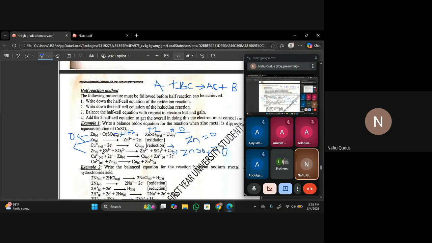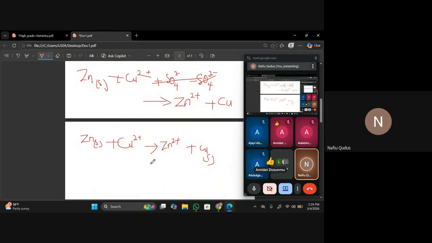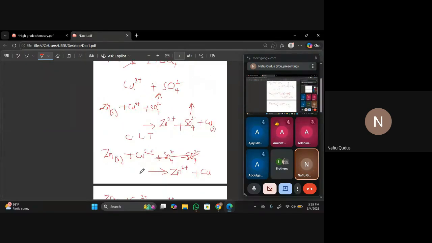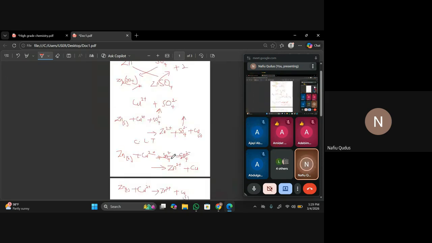Cu2 plus Zn plus Cu2 plus and the like terms. So when SO4 cancels SO4, what do we have? We have Cu2 plus Zn gives Cu plus Zn2 plus. Are we together? So there is nothing again. So this is how we balance the what? We balance the redox reaction. Are we together? So is that okay? Do we need to write it or we already know it's like that?